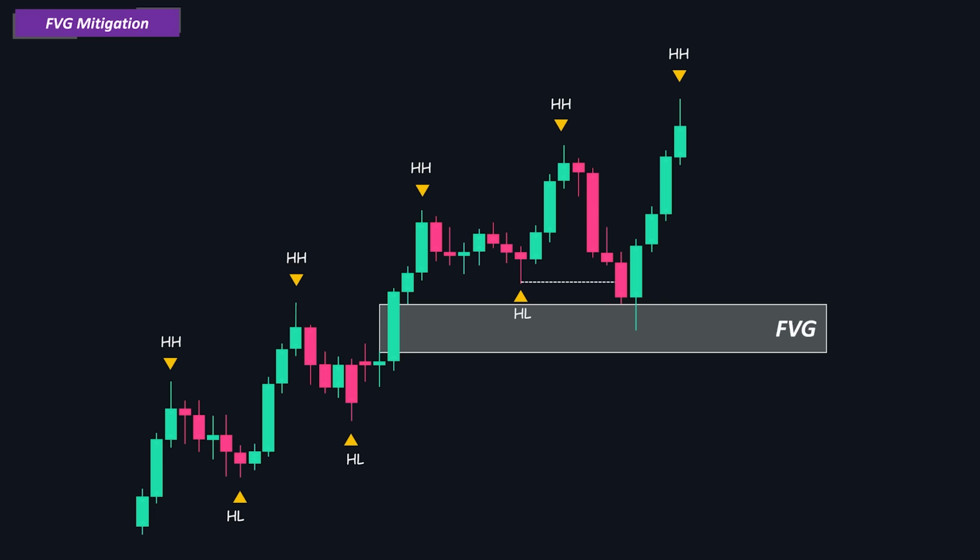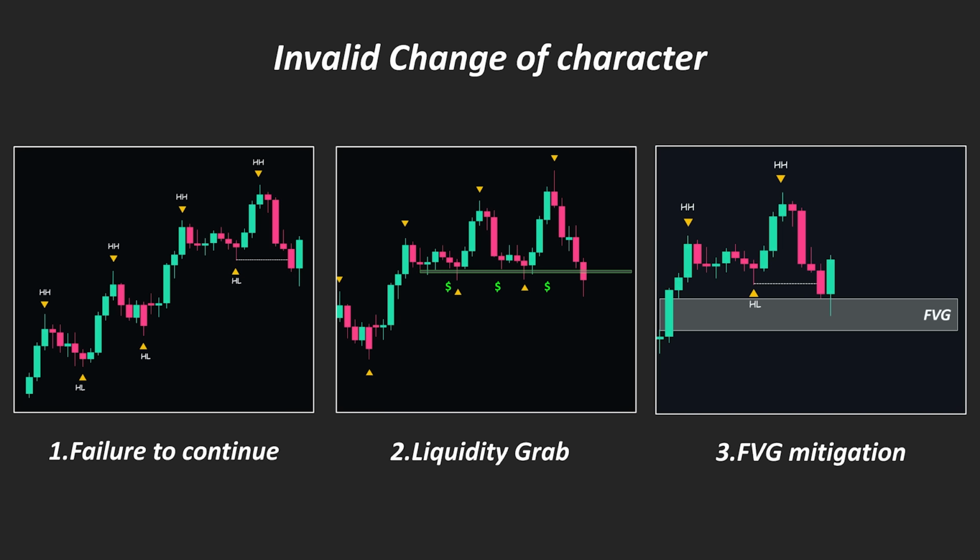In this case, the move down is only a reaction to fill the gap, and not a real shift in structure, which invalidates the change of character. These are situations where we do not treat the change of character as a true reversal or place sell orders. By identifying invalid changes of character, you can filter out false signals and focus on stronger, more reliable reversal setups, helping you stay on the right side of the market.